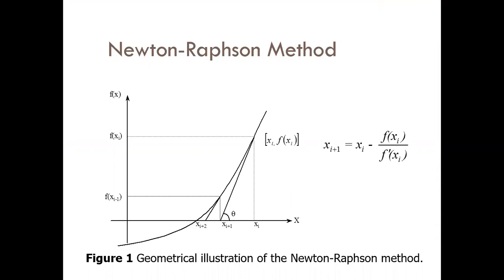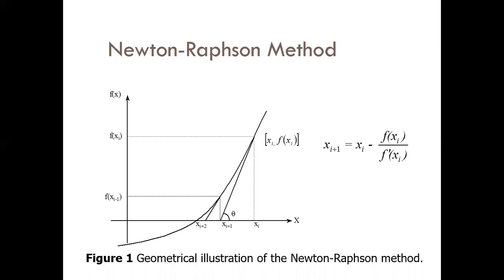In that method, only one initial guess is required, instead of the bisection method and the regula falsi method, where two initial guesses are required. But in this method, only one initial guess is required.